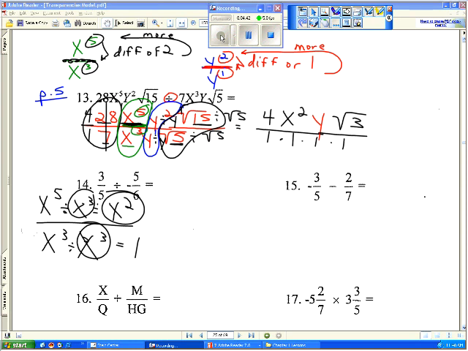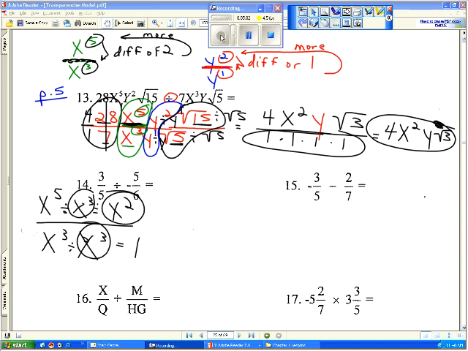And 1 times 1 times 1 times 1 is 1. And we don't need all that 1 denominator stuff, so it's just 4x squared y, oops, 4x squared y square root of 3, sorry. But see how we did that?